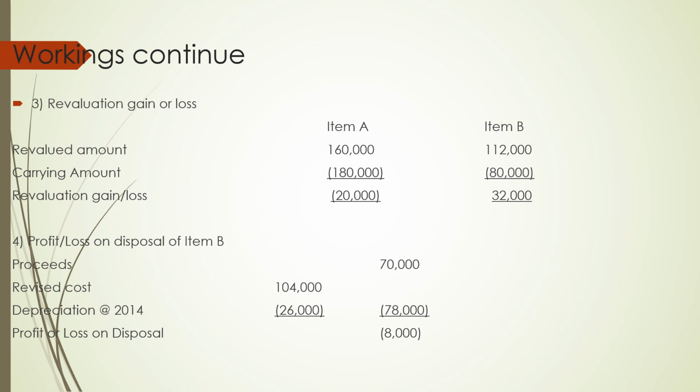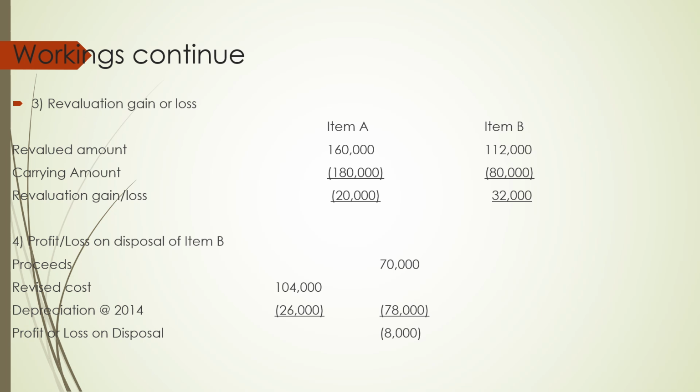That's why it's very important that you revisit the part 1 aspect of this discussion for you to better appreciate the concepts under discussion, right? So now we saw that in 2014, item A was still in use, but then item B was sold out for $70,000. Once there was a sale, we talked about derecognition in our previous discussion, right?